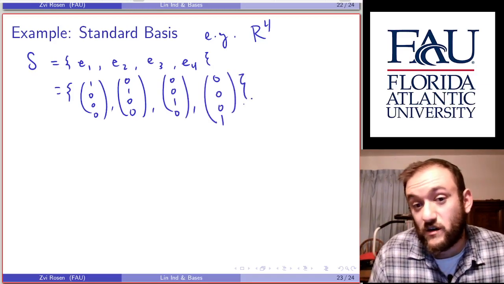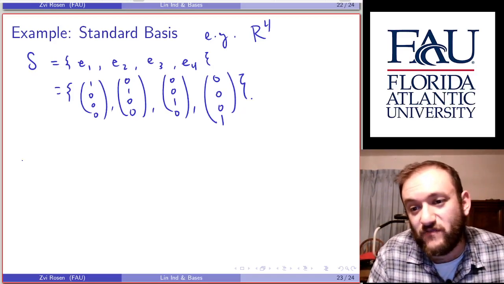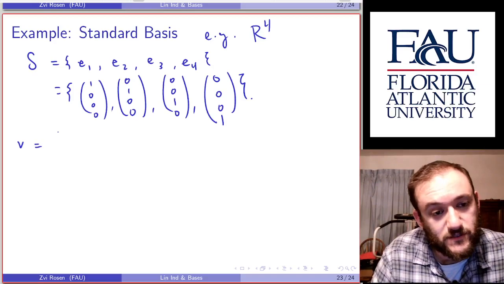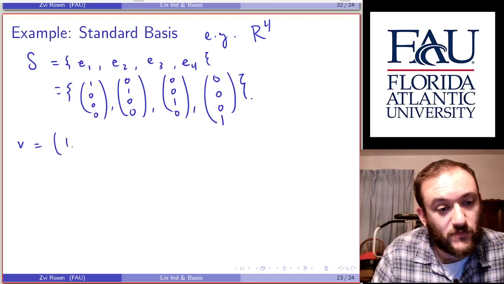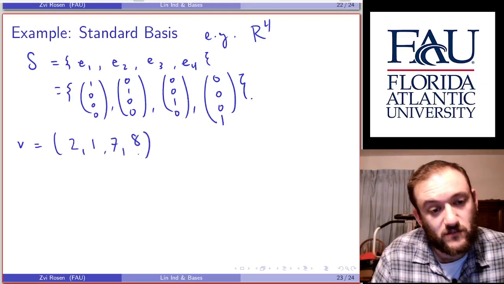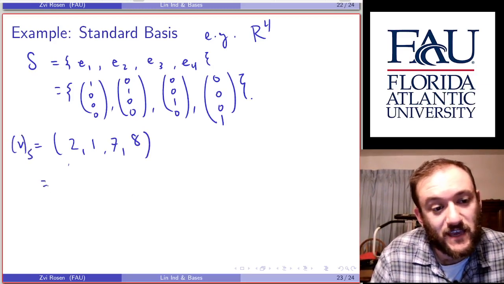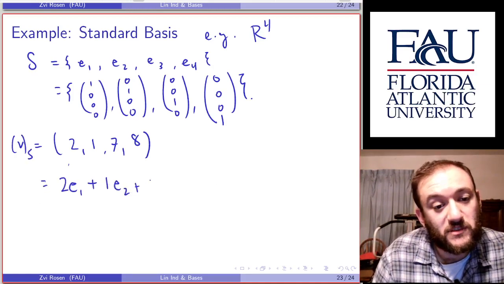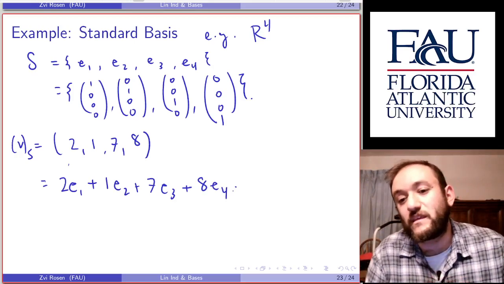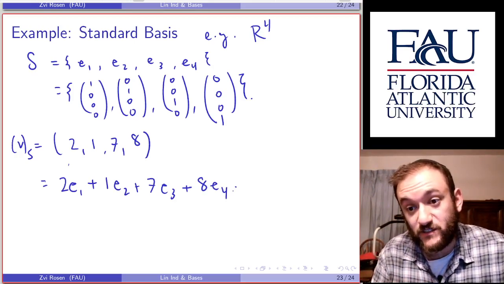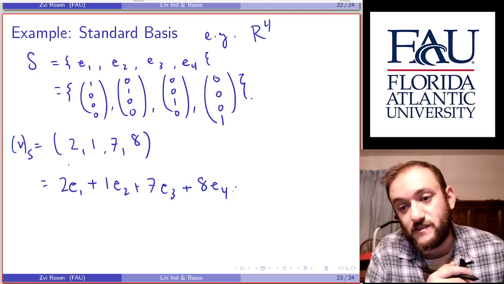Okay, so if this is our standard basis, then any vector we have, so v equals (2, 1, 7, 8). What this really is saying, this is v sub S, and this is equal to 2 times e1 plus 1 times e2 plus 7 times e3 plus 8 times e4. And so that's really what we mean when we write down coordinates of a vector. We're writing it in terms of our standard basis.